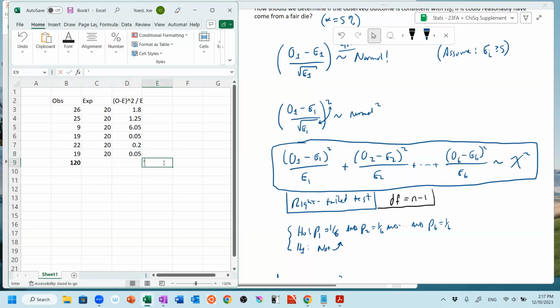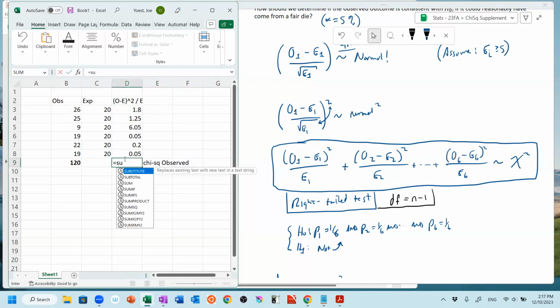So this will be my chi-squared observed. So I add those together. Did I get them all? The thing popped up kind of in the middle. Looks like I got them all. Of 9.4.